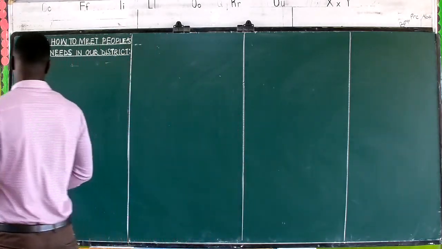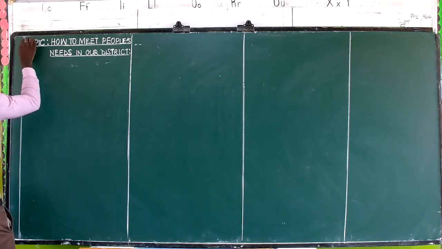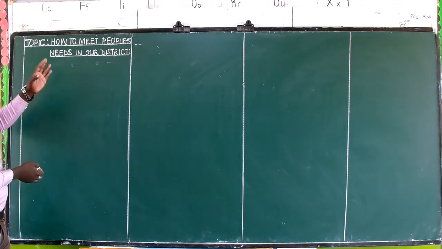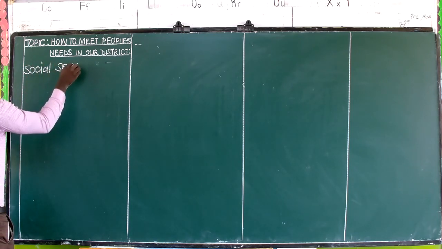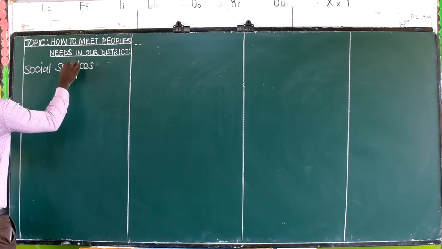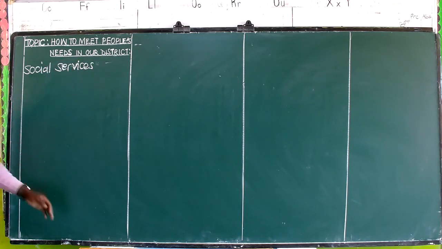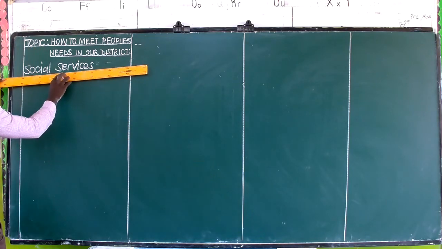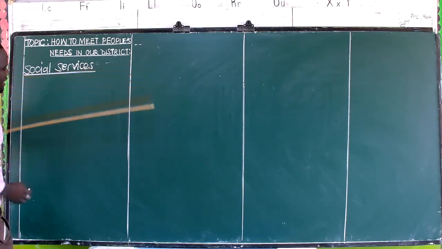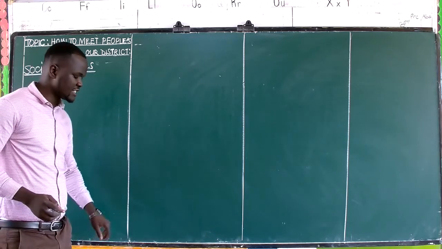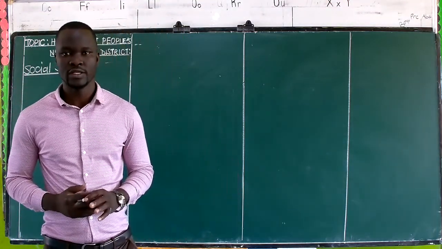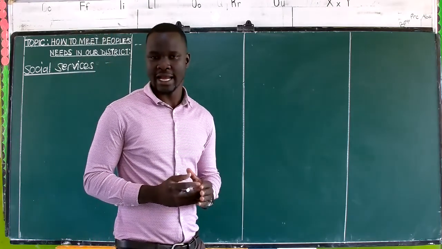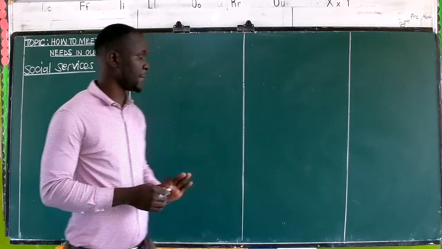When we have this topic, how to meet people's needs in our district, we are going to begin by talking about what we call social services. This is our first item of discussion that we are going to be understanding. In primary 3, we must have said something about social services. And we are going to begin by understanding the meaning of social services.